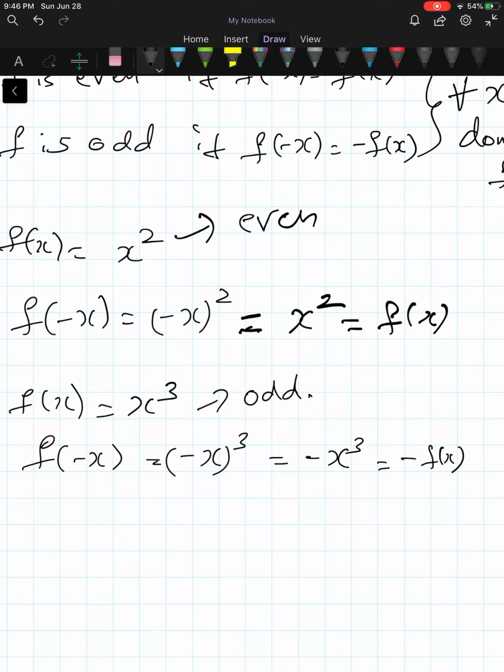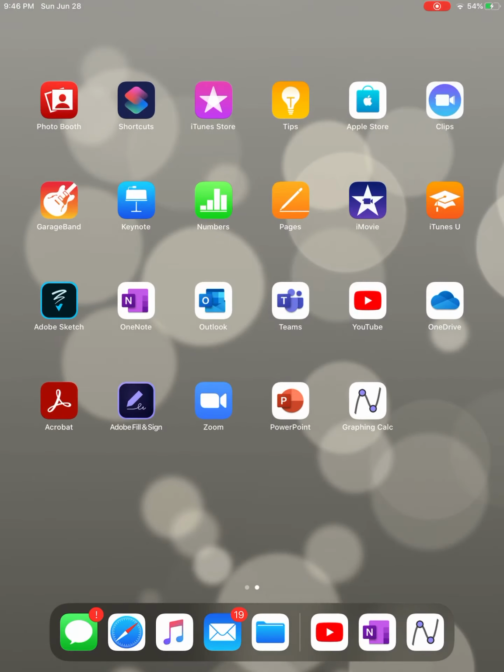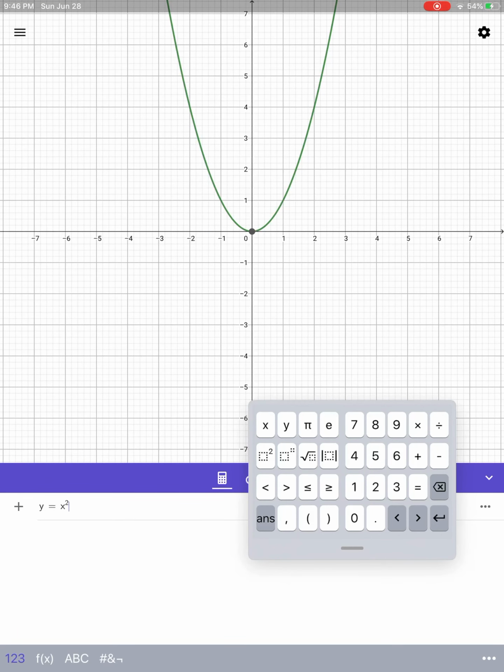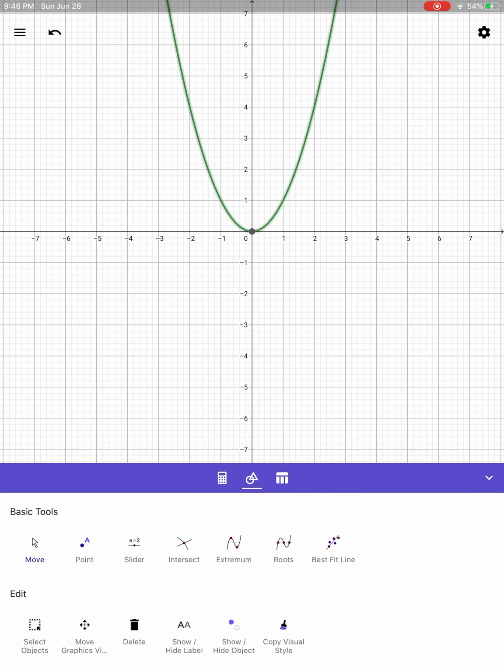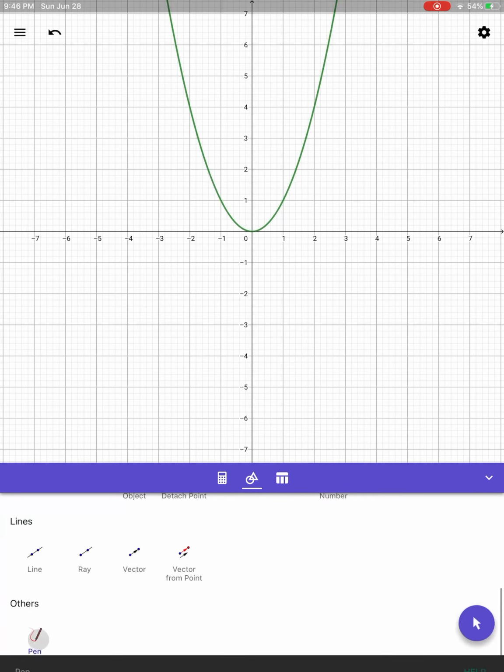So all even functions will be symmetric about the y-axis, and all odd functions will be symmetric about the origin. So you will see that I will plot the graphs for you. So here you can see y is equal to x square. Graphically you can see the symmetricity in this way.